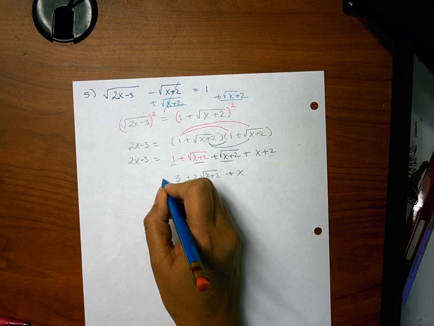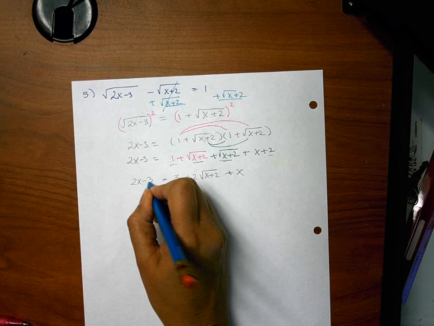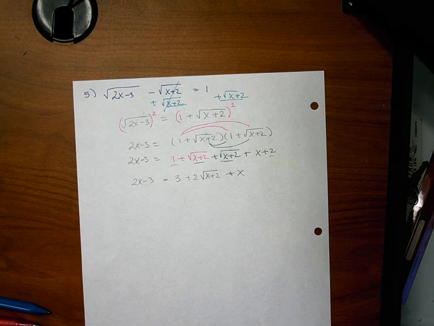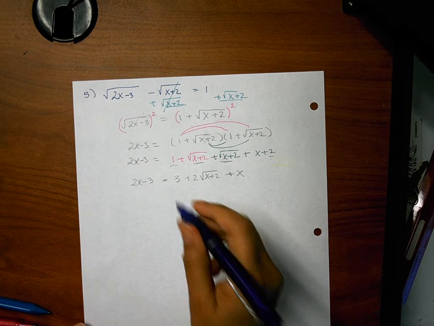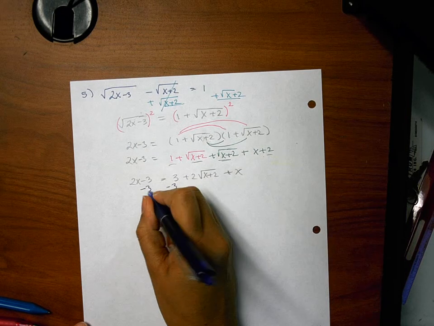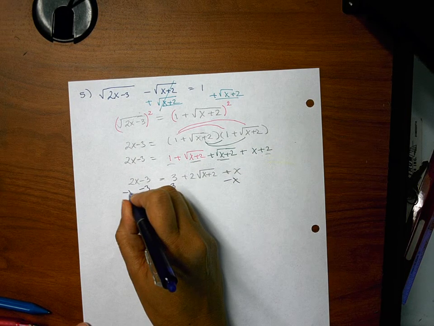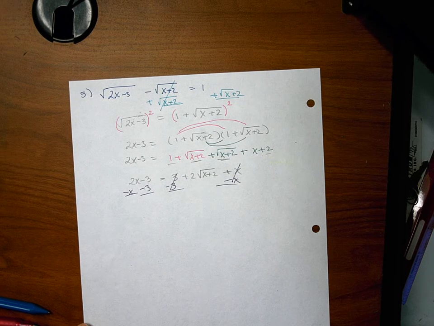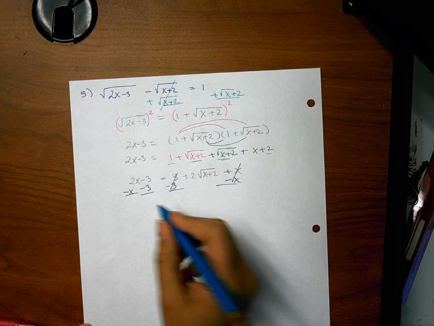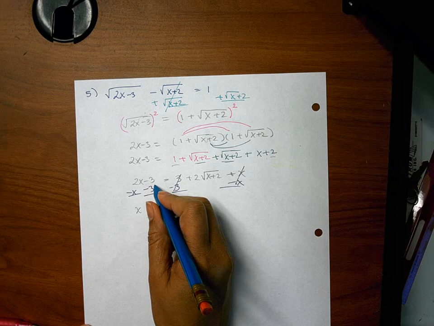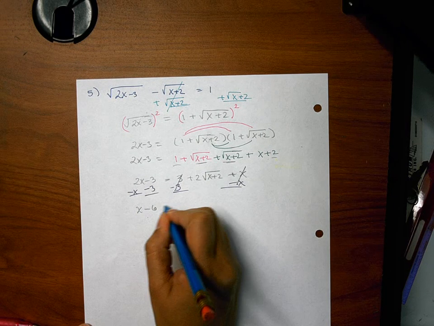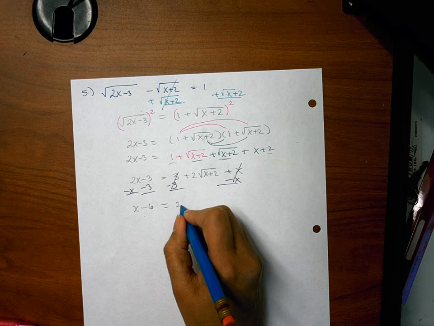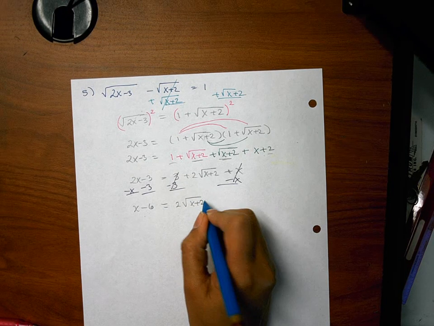equals 2x minus 3. Okay, what do we want to move over? I'm going to subtract the 3, and minus the x. Gone here, gone here. 2x minus x is x. Negative 3 minus 3 is negative 6, not 0, be careful, equals 2 square root of x plus 2.